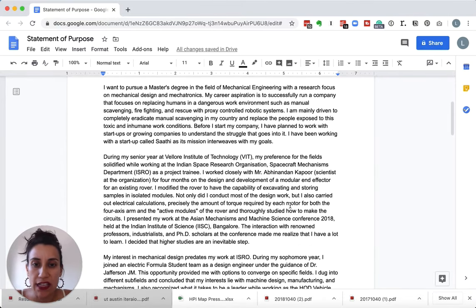I want to pursue a master's degree in the field of mechanical engineering with a research focus on mechanical design and mechatronics. My career aspiration is to successfully run a company that focuses on replacing humans in a dangerous work environment, such as manual scavenging, firefighting, and rescue with proxy-controlled robotic systems. I am mainly driven to completely eradicate manual scavenging in my country and replace the people exposed to this toxic and inhumane work conditions. Before I start my company, I've planned to work with startups or growing companies to understand the struggle that goes into it. I have been working with a startup called Sathi as its mission interweaves with my goals.